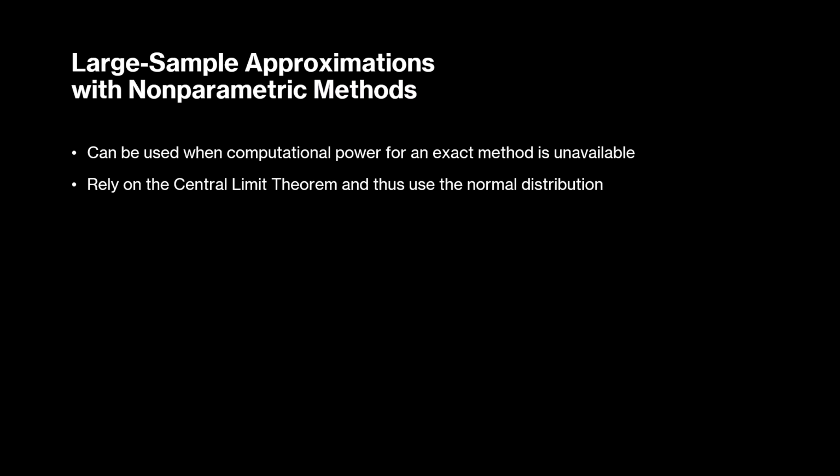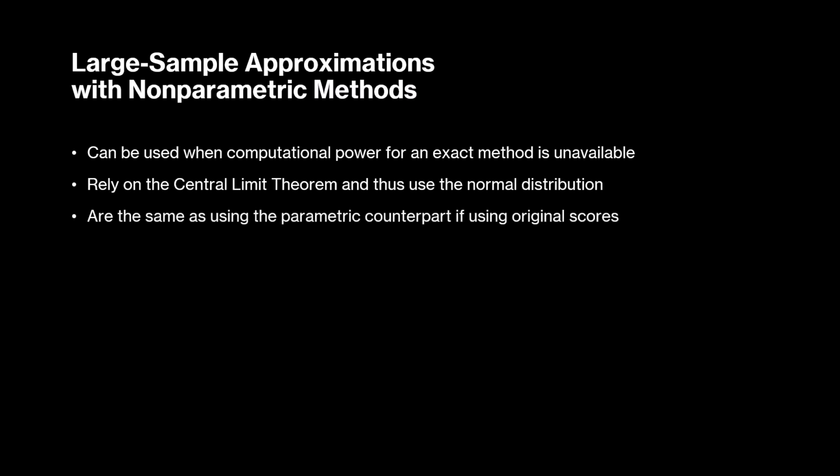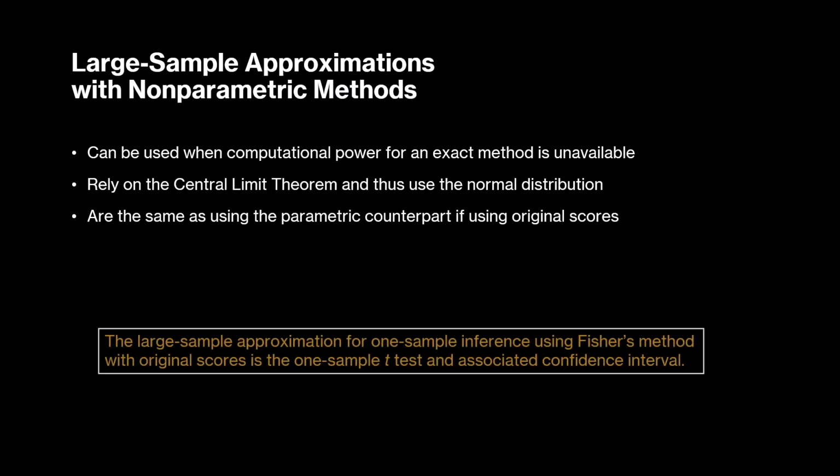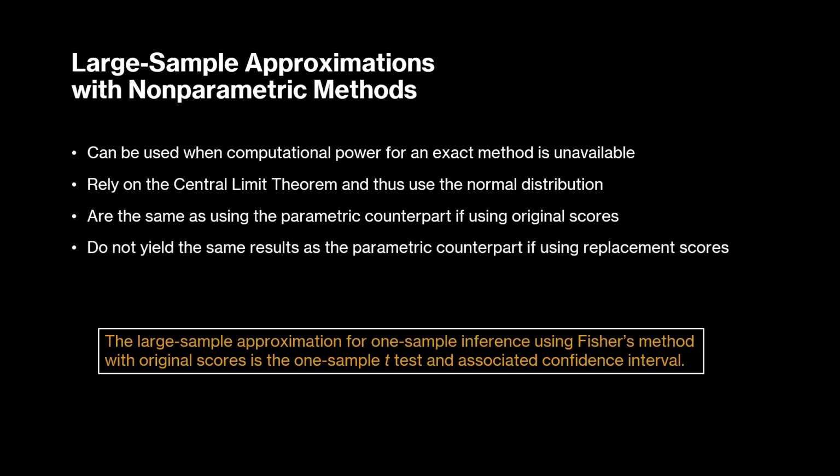It depends. All of the large sample approximations rely on the central limit theorem and thus use the normal distribution. You may be tempted to think, if that's the case, then when my sample size is large, I'm better off switching to a parametric method because it also uses the normal distribution. Not so fast. While it is true that the large sample approximation of a nonparametric method when you are using original scores is in fact the parametric counterpart, for example, the large sample approximation for one sample inference using Fisher's method with original scores is the one sample t-test and associated confidence interval. However, the large sample approximations do not yield the same results as the parametric counterpart if you're using replacement scores.